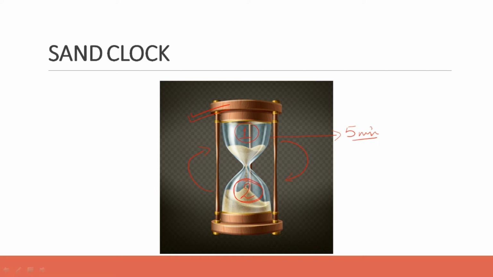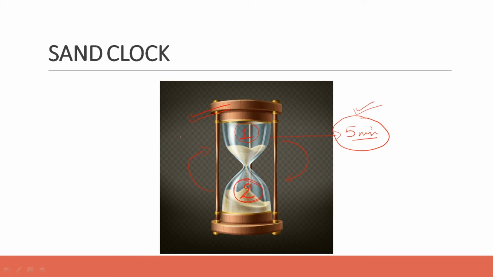Then the two number side will go on the top, and the one number side will go in the bottom. And again, the sand will start going from the second compartment to the first compartment, and again it will take 5 minutes, right? So in this way we can measure 5 minutes.